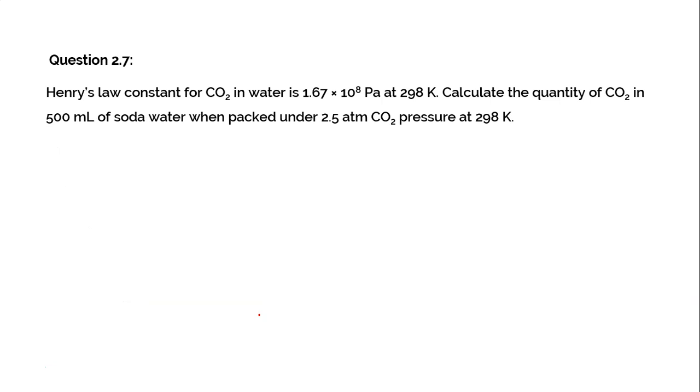Question number 2.7. Henry's law constant for carbon dioxide in water is 1.67 into 10 power 8. So this time KH is already given. And this is at a temperature of 298 Kelvin. Calculate the quantity of CO2 in 500 ml of soda water when packed under a pressure of 2.5 atmosphere and a temperature of 298 Kelvin. So you know KH of the carbon dioxide, and you also know the temperature, you know the pressure, you know the volume of the solution, and you have to calculate the mass of carbon dioxide.